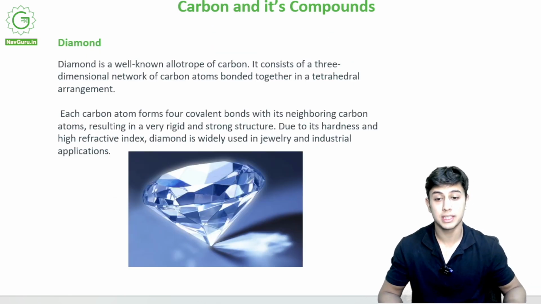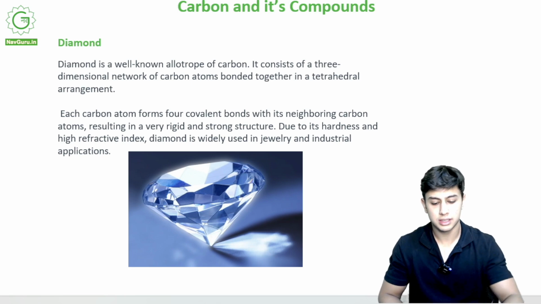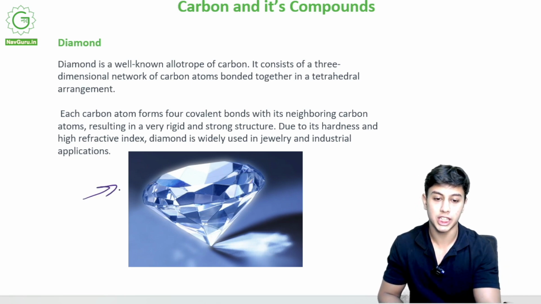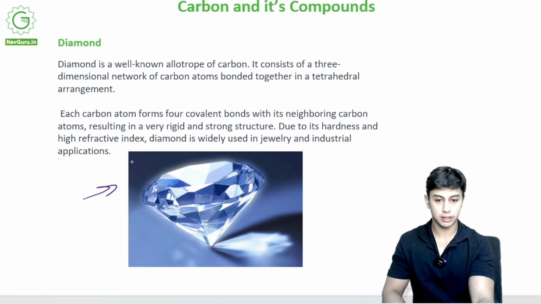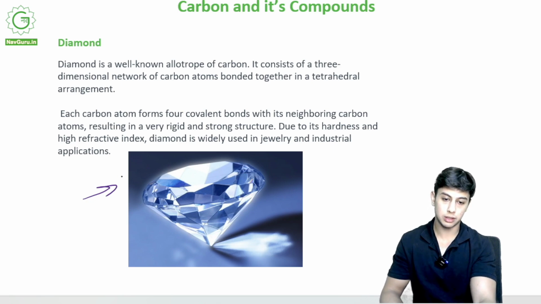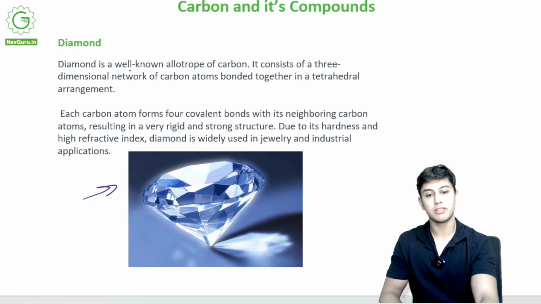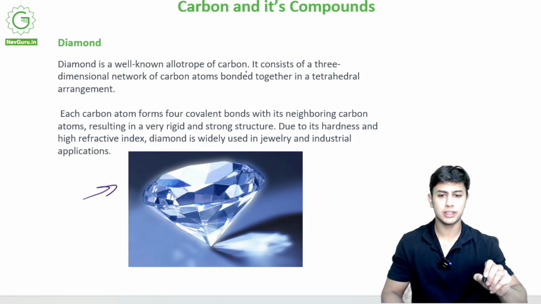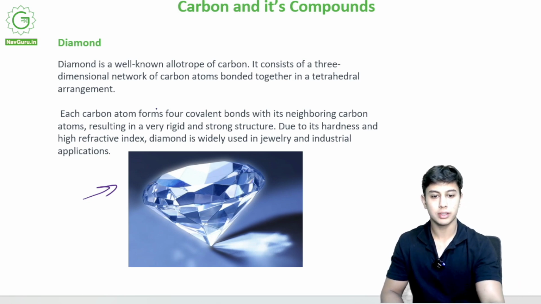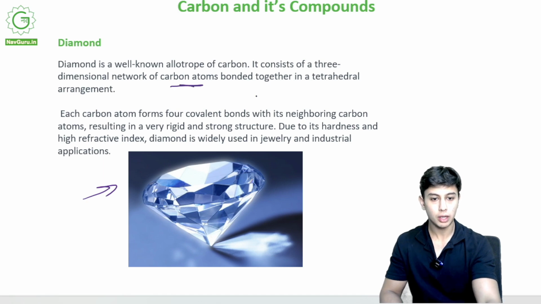Diamond, we all have seen diamonds. This is a very highly polished, shaped diamond. It does not naturally occur like this. It loses its shine naturally, but when it is worked on by an artist, it will look like this. So diamond is a well-known allotrope of carbon. It consists of a three-dimensional network of carbon atoms bonded together in a tetrahedral arrangement.